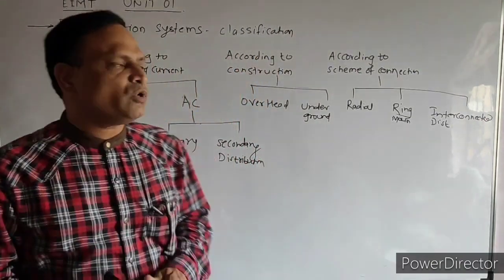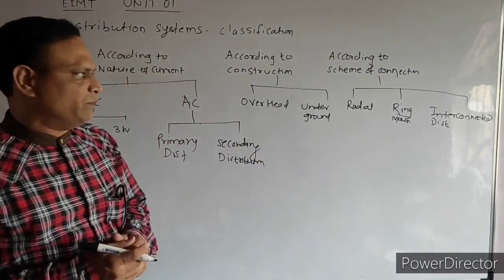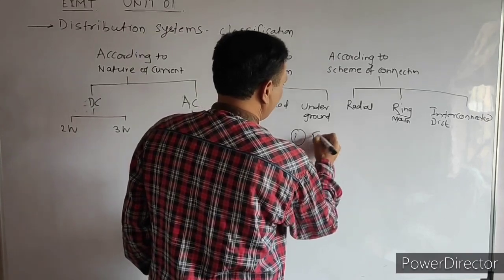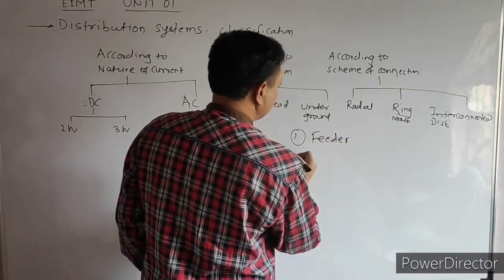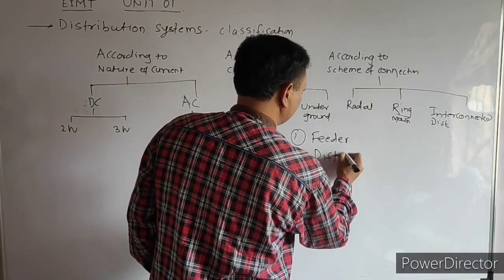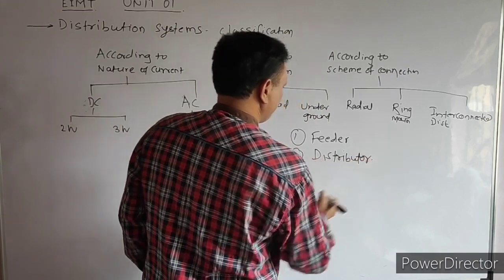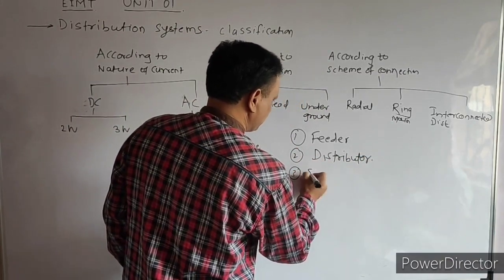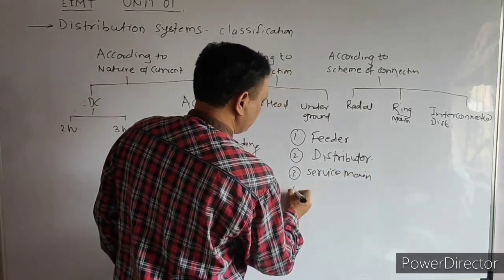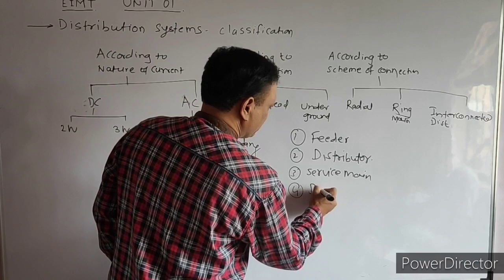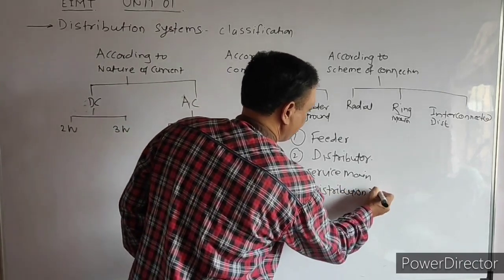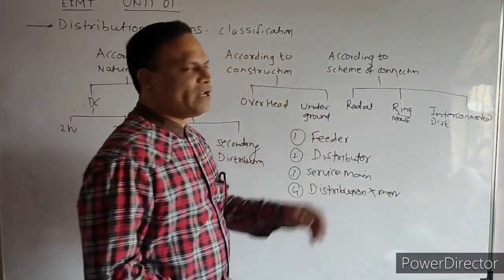Now we should know actually what are the components of distribution system. So there are actually three components mainly. First will be feeder, second will be distributor, and the third will be service mains, and the last component we may call it as a distribution transformer. Right? So what is a feeder?